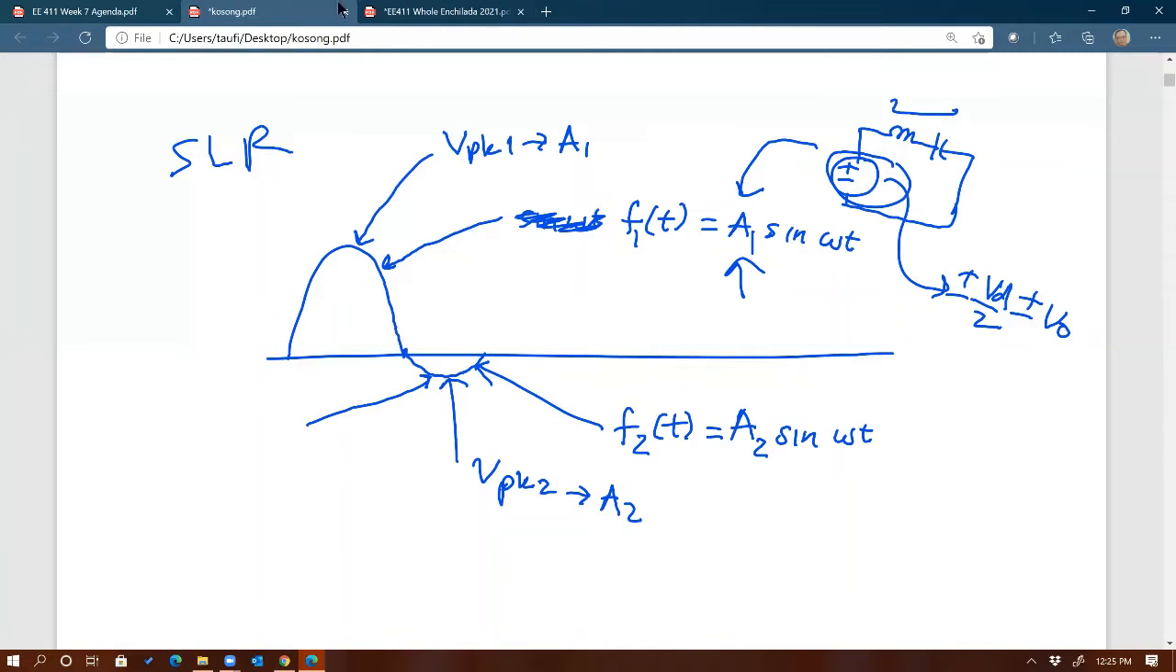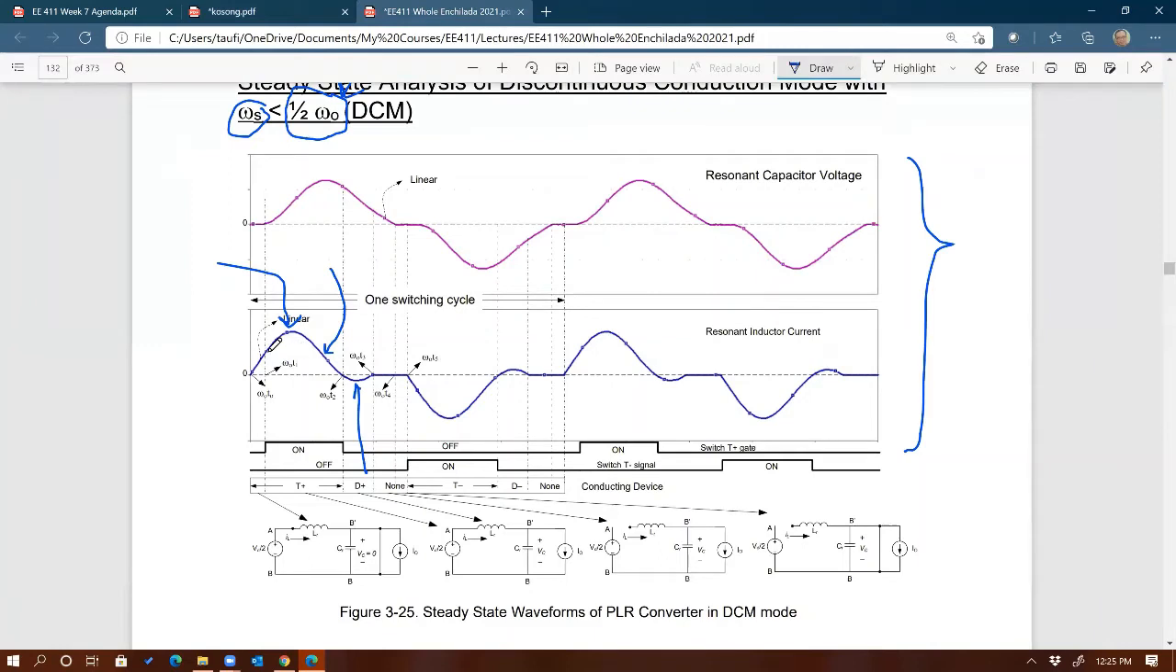Does that make sense, hopefully? But here, you can see that the same sine wave continues into negative.